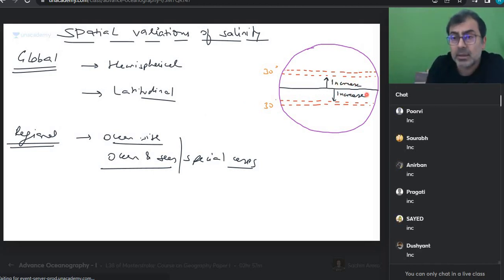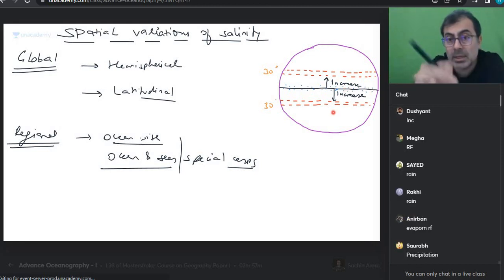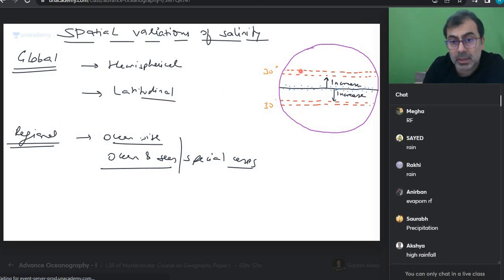Surface salinity. In fact, the surface salinity at equator is low. Why is it relatively low? Too much of rainfall. Remember, rainfall. Too much of fresh water supply. Factors working over there. Here, what is happening? Too much of rainfall. Here, it is happening evaporation.